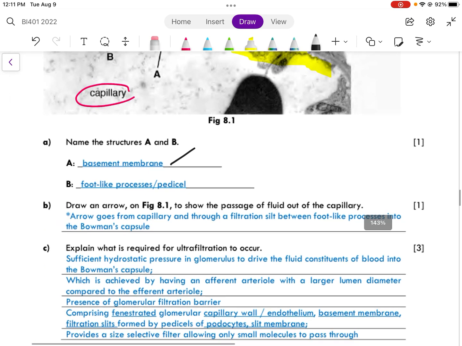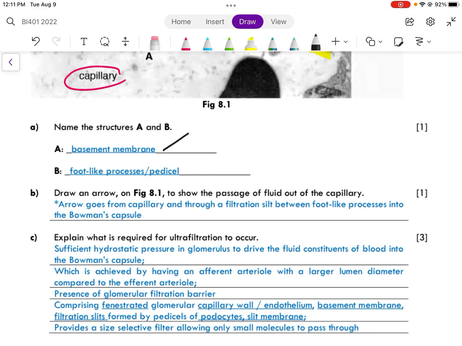Explain what is required for ultrafiltration to occur. They are asking you for the adaptations that allow for ultrafiltration to occur. So the first one you can mention is that you need sufficient hydrostatic pressure in the glomerulus, right? And how is this achieved? This is achieved by having an afferent arteriole with a larger lumen diameter compared to the efferent arteriole. Efferent is the one exiting after the glomerulus.